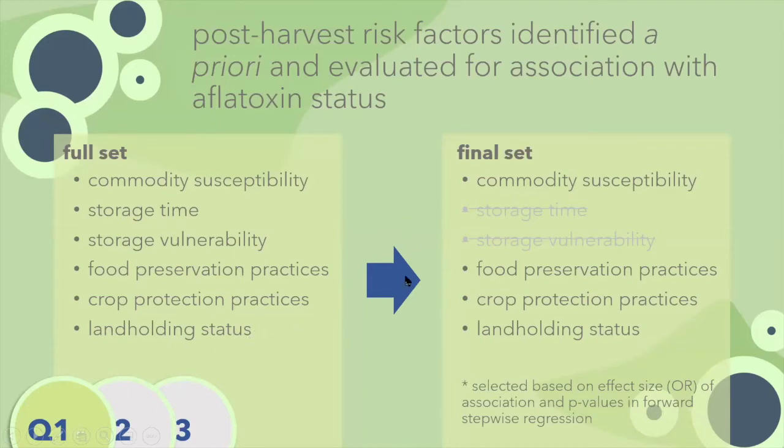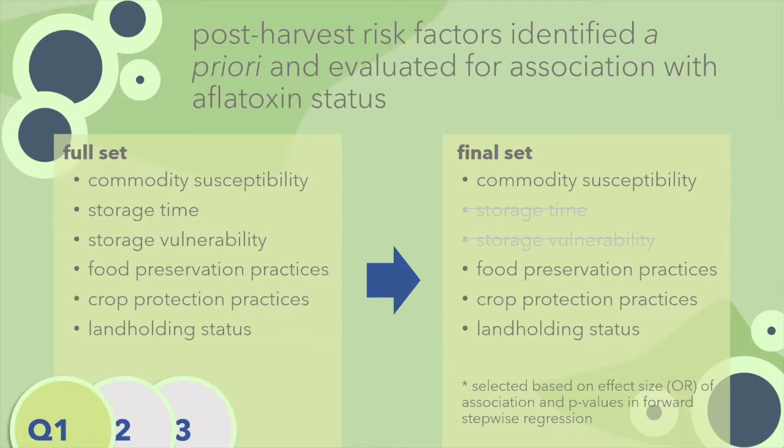access in the household. We used a forward stepwise logistic regression to test these variables for their associations with household aflatoxin status, and included 4 of the 6 in our index validation pipeline based on their effect size and p-values in their association with aflatoxin status. Interestingly and unexpectedly, the 2 storage related variables didn't have significant effects on aflatoxin status, but we were able to move forward with the other 4.